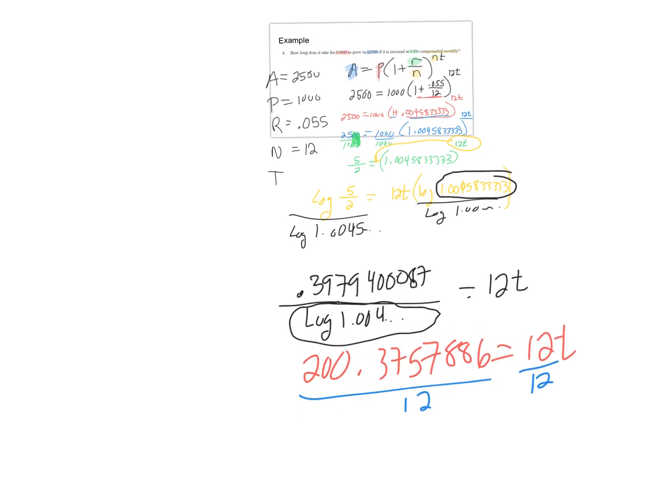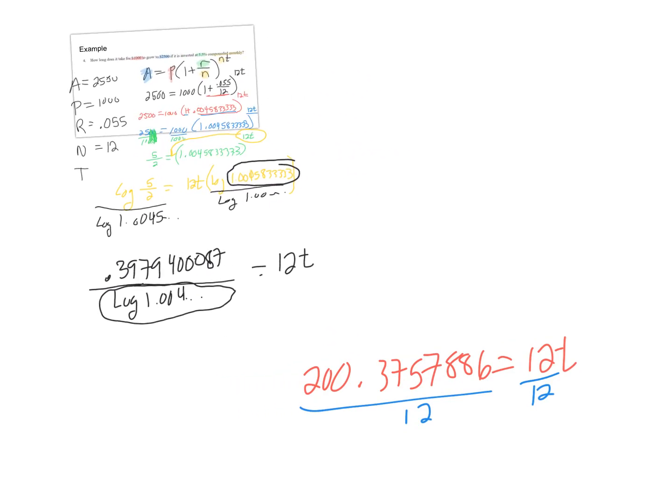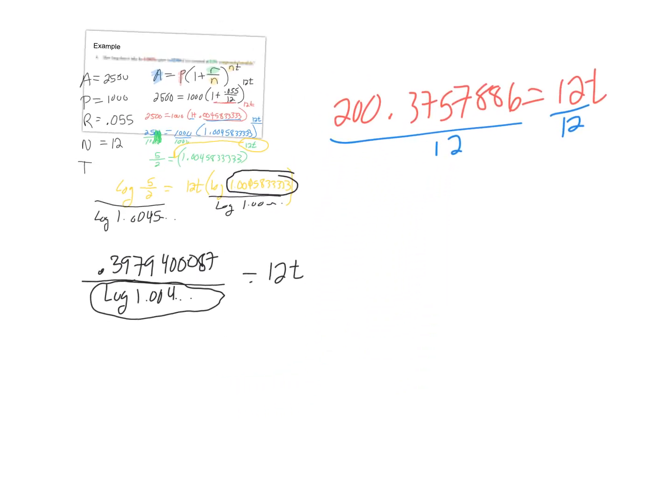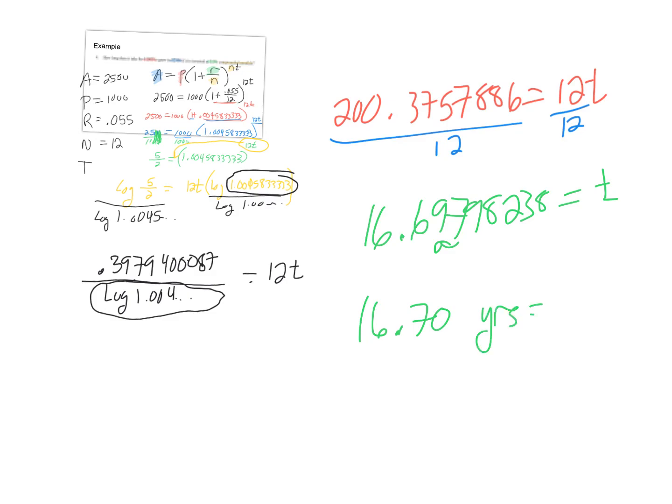So when I do that, oops, scooch this over here, I'll move this up here. How about that? Pretty neat, huh? So I'm going to divide that by 12. Divide by 12 to finish. I get 16.69798238 is equal to t. So I'm going to round to 2 places. That's going to go up. So this will be 16.70 years is equal to t. A lot of fun on that one, huh?